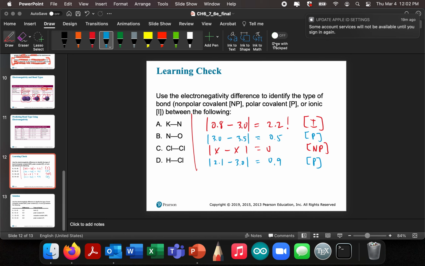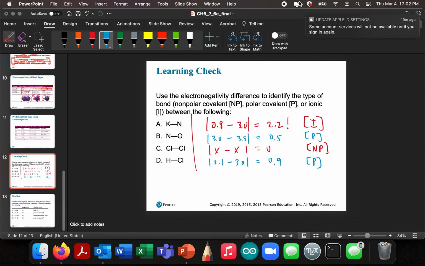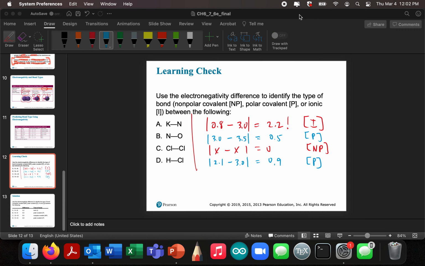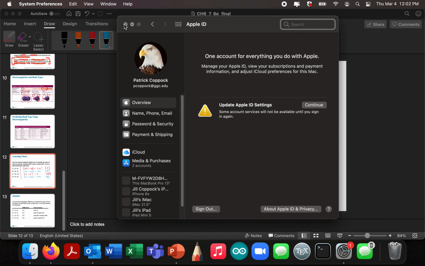All right, so I hope that's helpful. We're going to practice this with our homework. I encourage you to familiarize yourself with the trends, but don't memorize it. It's not worth it. Good luck.